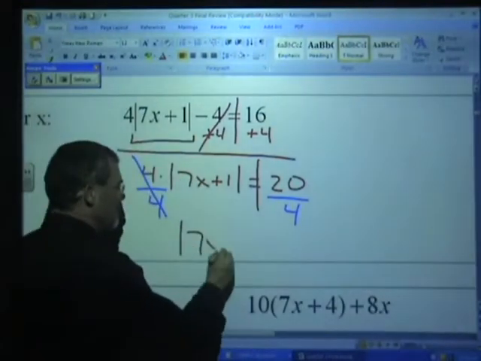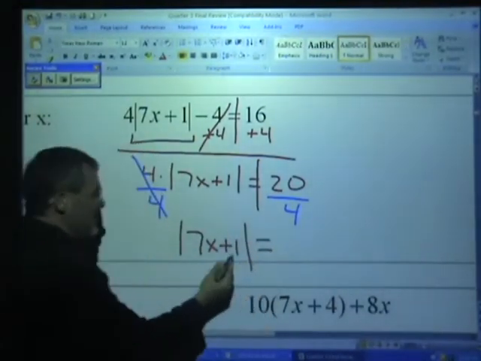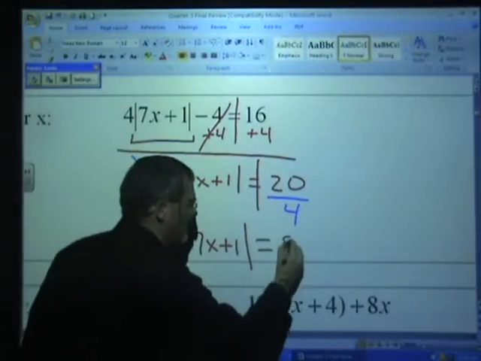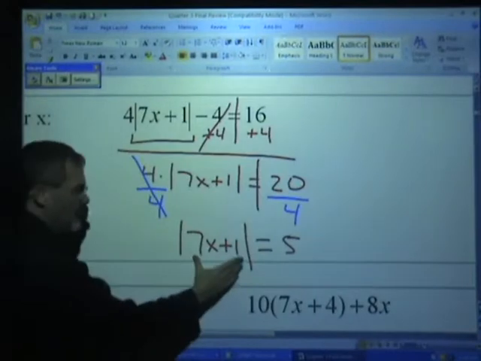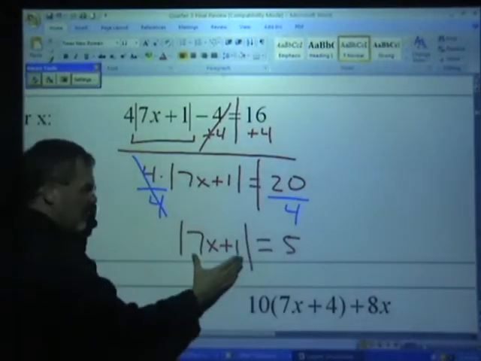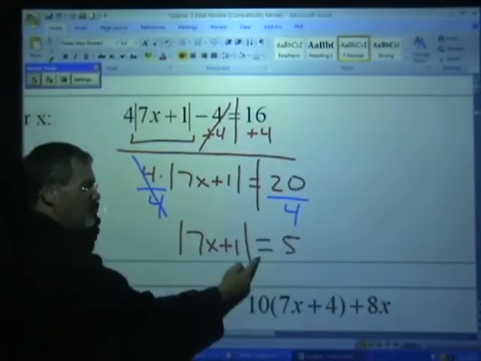Ready? Absolute value, 7x plus 1 equals. Look at this. We got the absolute value all by itself now. 20 divided by 4 is 5. Now, the magic kicks in. This is where we're going to write two equations instead of just one. Okay? Remember how these work? It's going to be 7x plus 1 equals 5, and 7x plus 1 equals what? Negative 5. Good job. Here we go.